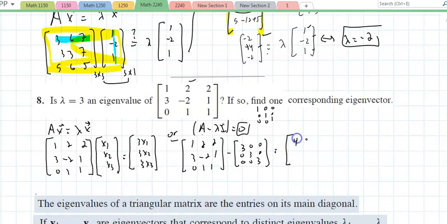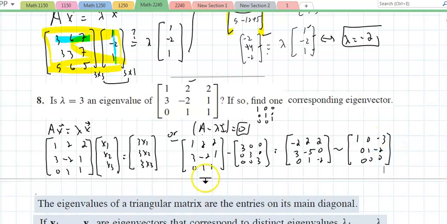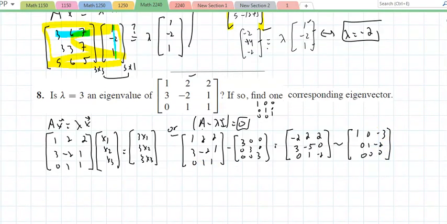Wouldn't that be 4, 2, 2? I'm sorry, not 4, because you're subtracting, minus. Wouldn't that be negative 2, 2, 2? 3, negative 5, 0, and 0, 1, 1 minus 3 is a negative 2. And if I want to use row reduction on it, if I do the magic, I'll get 1, 0, negative 3, 0, 1, negative 2, 0, 0, 0. This has a solution. Actually, it has infinite solutions.